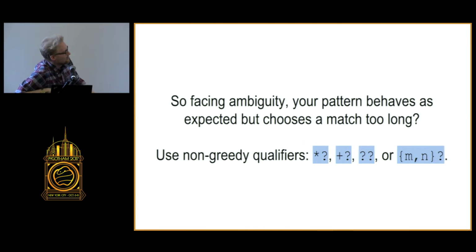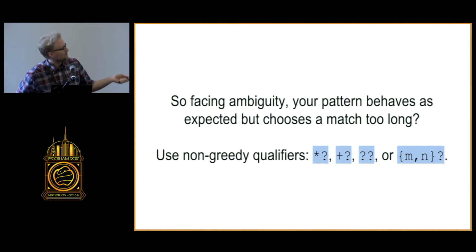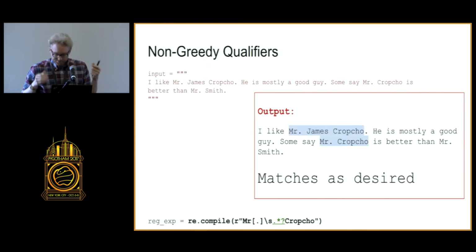So facing ambiguity, your pattern behaves as expected, but it chooses a match too long. I've got an answer for that. You can read it right now. We use the non-greedy qualifiers. So we use the other qualifiers, the ones that are in all of the tutorials if you Google or use DuckDuckGo for Python regular expression tutorial. We learn of these. So we add a question mark to them. And when we add a question mark, they're non-greedy, and they will match as desired. They match as I would like them to match.